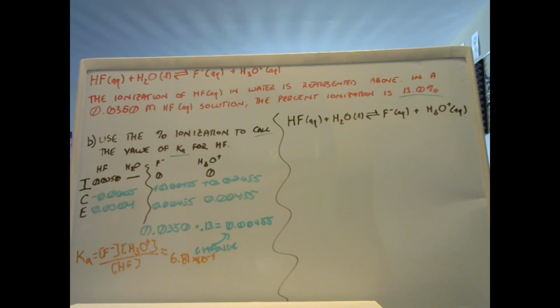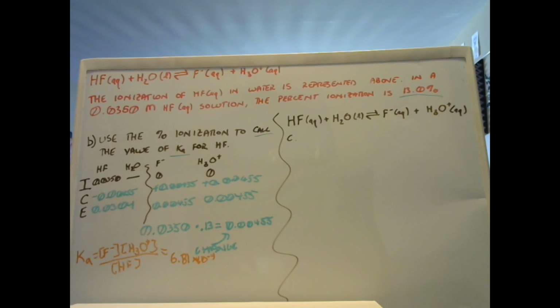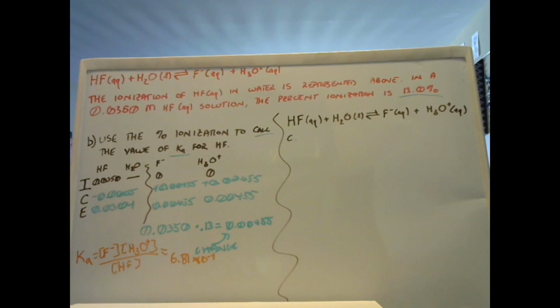Part C says if 50 milliliters of distilled water is added to 50 milliliters of 0.035 molar HF, will the percent ionization of the HF in the solution increase, decrease, or remain the same? Justify your answer with an explanation or calculation. And the first response most people have is, oh, it's a Le Chatelier problem. We're adding water. It'll shift towards the products, which will increase our ionization. I'm done. But we can't do that.